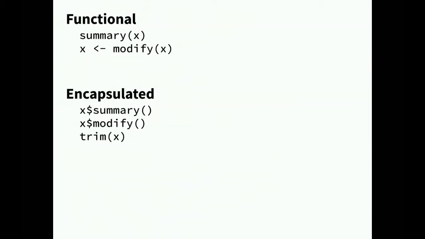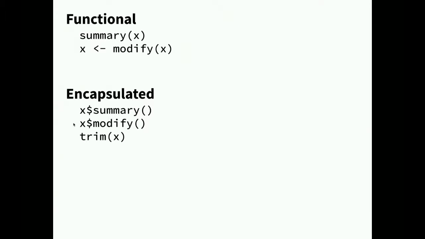Okay, so for using functional object-oriented programming, you might do something like, if you've got your object X, you'd call a summary of X, and there might be a method for your particular class that gives you a summary. If you want to modify X, you'd call some function modify here, modify X, and that doesn't, as I said, that doesn't modify X in place. It returns a new object, which you would have to save back in X.